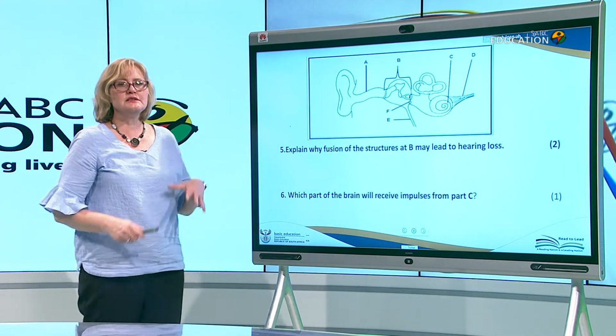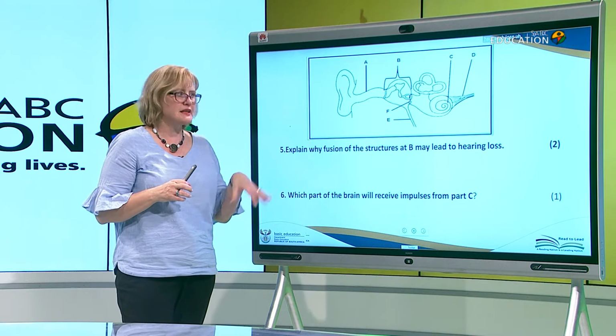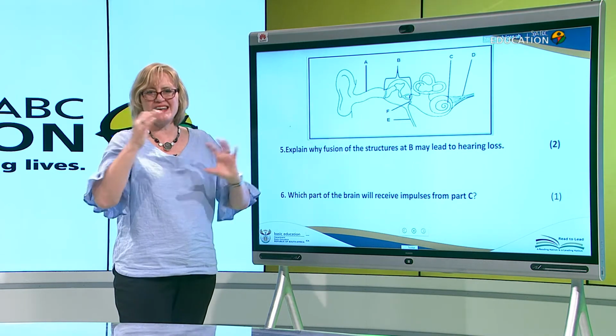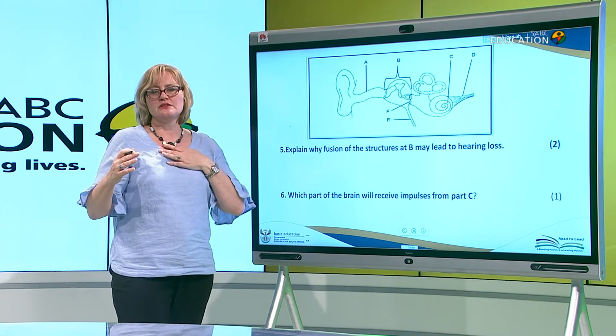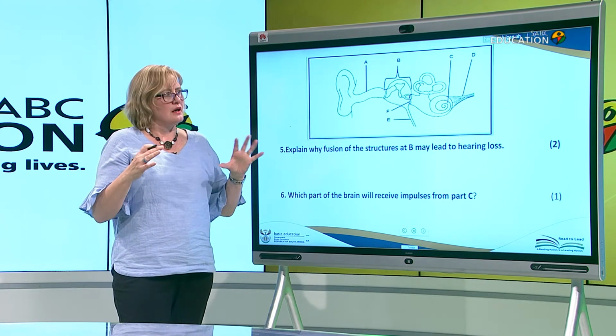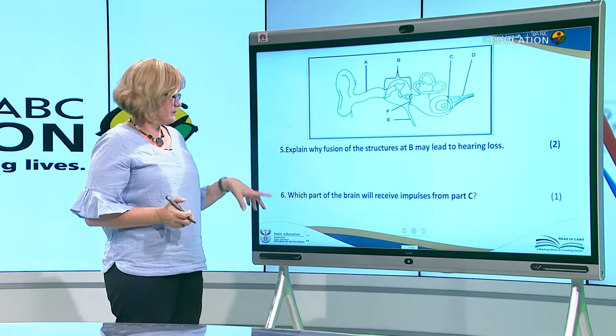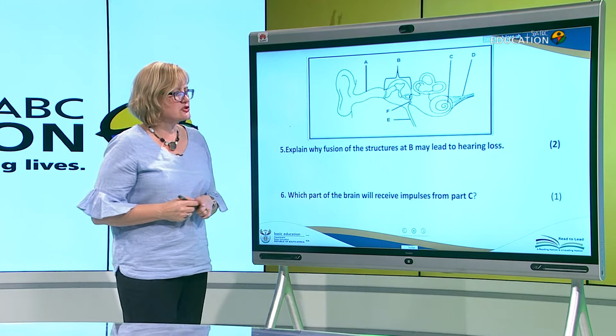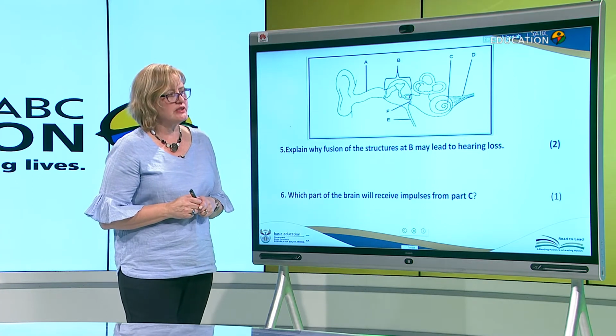So, it's not all from the same paper. What I've done is I've taken the diagram and I've added questions from different years so that we can have all the difficult ones together. Explain why fusion of the structures at B may lead to hearing loss.